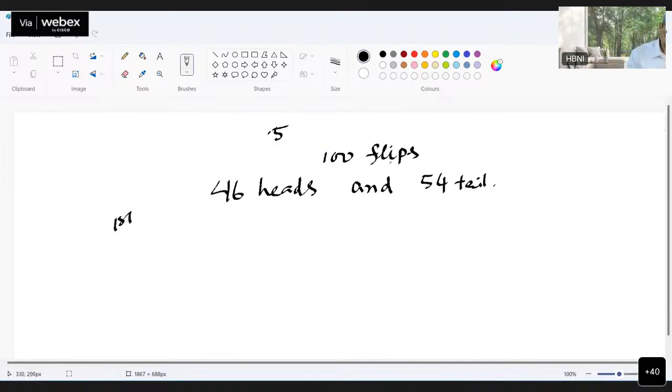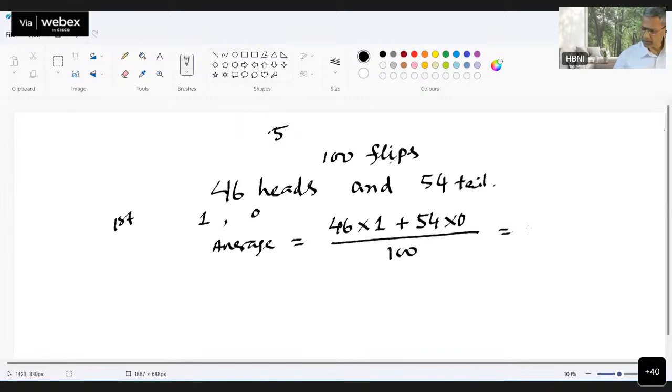So first, what we will do, we will find the average. Let's say head means 1 and tail means 0. Here you would expect an average of 0.5, but you will get an average equal to 46 ones plus 54 zeros divided by 100. So that comes out to 0.46. So instead of 0.5, the average value you are getting now is 0.46.